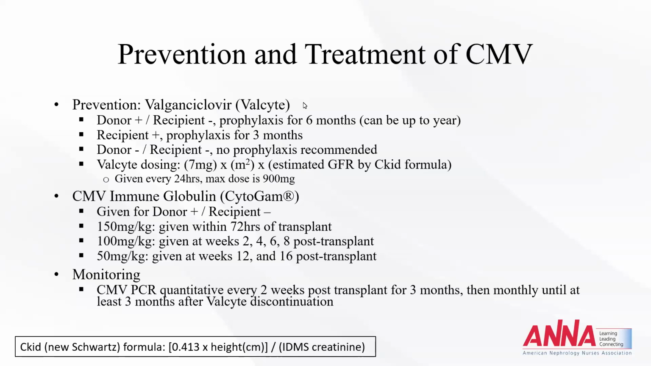We usually give it every 24 hours, or once a day, and your max dosing in our population is going to be 900 milligrams. That's the most we would even give a teenager, or an 18, 19, even up to 22-year-old. They're going to max out at 900. The littler kids, you're going to see them more on individualized dosing, or even half that dose at 450. We also give an immunoglobulin called CMV immunoglobulin, or Cytogam.